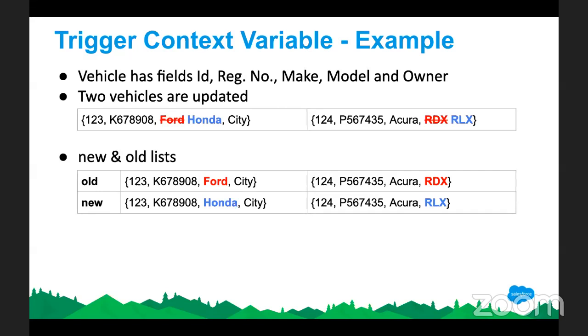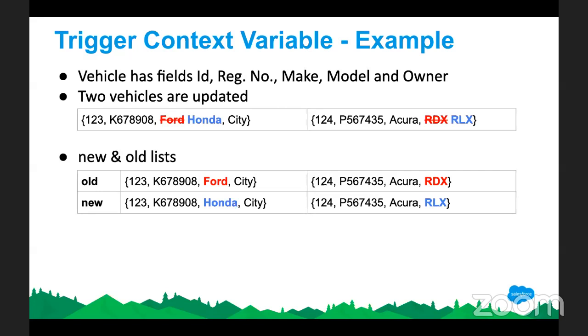So what is new and old list? Try to see if you can understand. Old is an array of the old version of the records. 123, the registration number, Ford and city. New version will be only Honda, the make will change. No other data will change. Similarly, in the second record, only the model changes. In first one, I changed the make. In the second one, I changed the model.